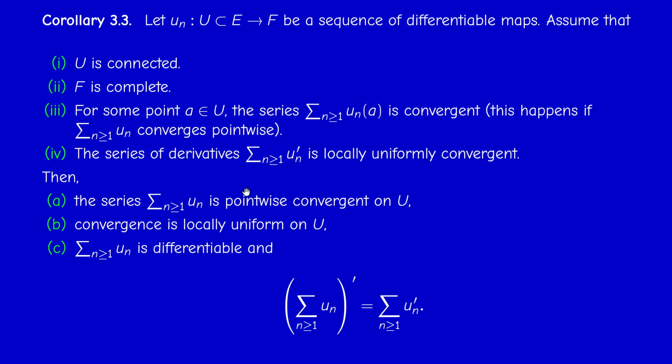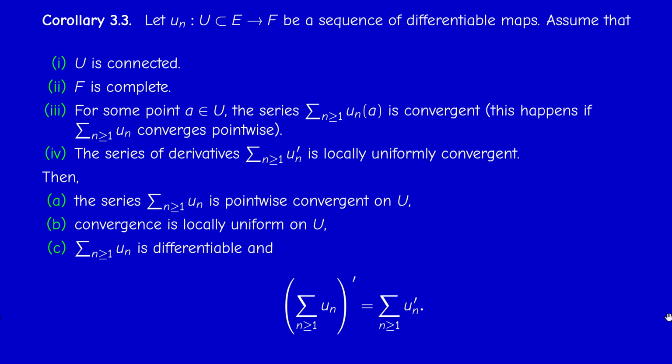So why is this a corollary? Because you will prove it, you will deduce it from Theorem 3.5. It's not difficult actually. I'll give you a hint: instead of F_n, take the sum of u_k, k from 1 to n, and apply the previous theorem to F_n. So it's straightforward.